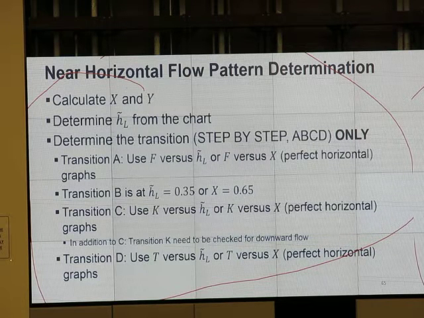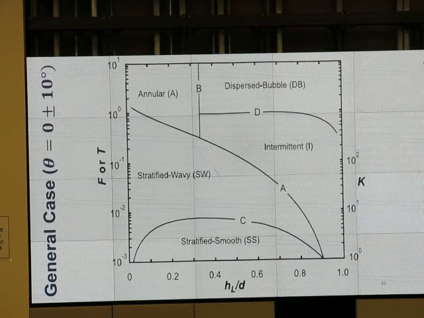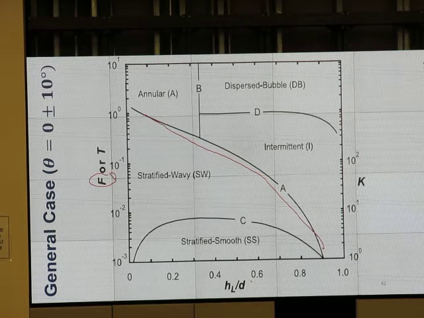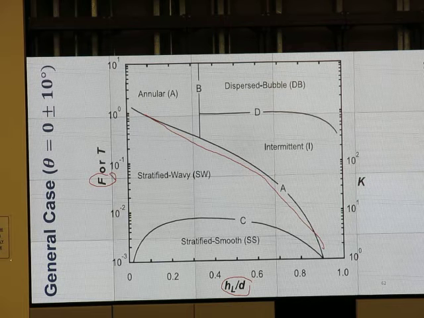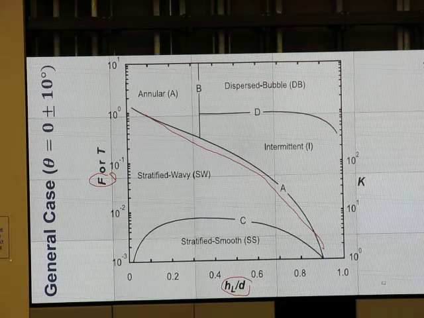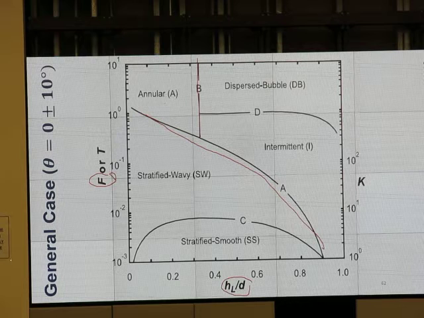So transition A is F versus X, and you check transition A first. Transition A, and you do F versus H altitude. If it's not below this, it is not stratified flow. Then you check if H altitude is less than 0.35 or not. If it's not over there, it's not another flow.